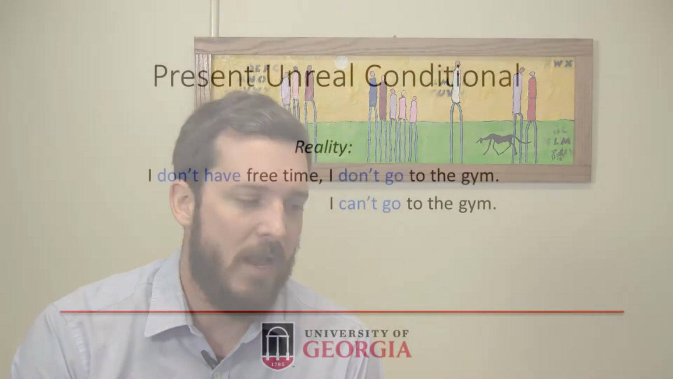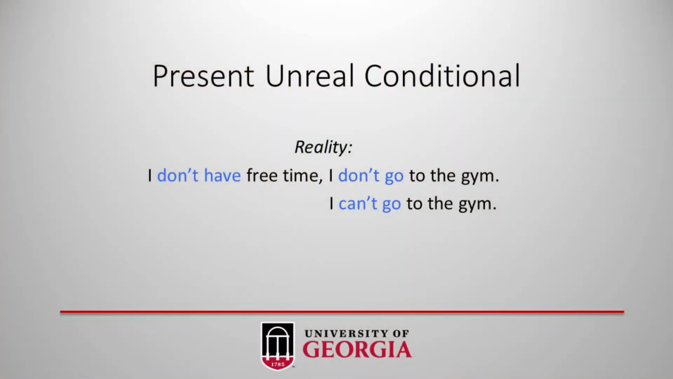Okay, let's try one. I'm going to give you the real situation, and I want you to try to switch it into the unreal conditional. So here's the reality. I don't have free time, and I don't go to the gym. Or if you want to talk about ability, you could say I can't go to the gym. Notice how in both of these sentences they are in the negative form. So if you want to switch them to the unreal, you're going to need to put them in the positive form. Also, don't forget your verb shift.